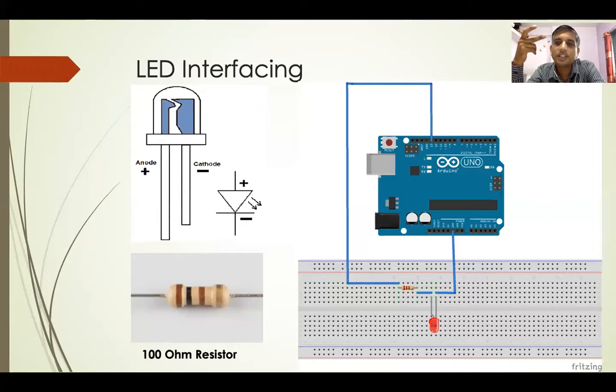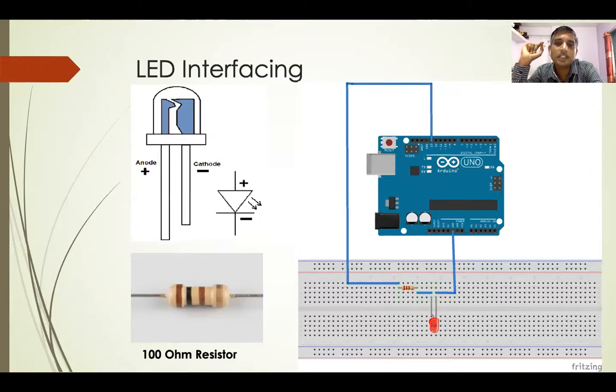So if I make pin number 13 high, it has the 5 volt power supply. The 5 volt supply is connected to the anode and the cathode is connected to the ground. In series there is a resistor. You can use a 100 ohm, 220 ohm or 330 ohm resistor, all are valid. The connection is made internally like that, and if you want to turn on the LED, pin number 13 should be made 1. If you want to turn off the LED, pin number 13 should be made 0.